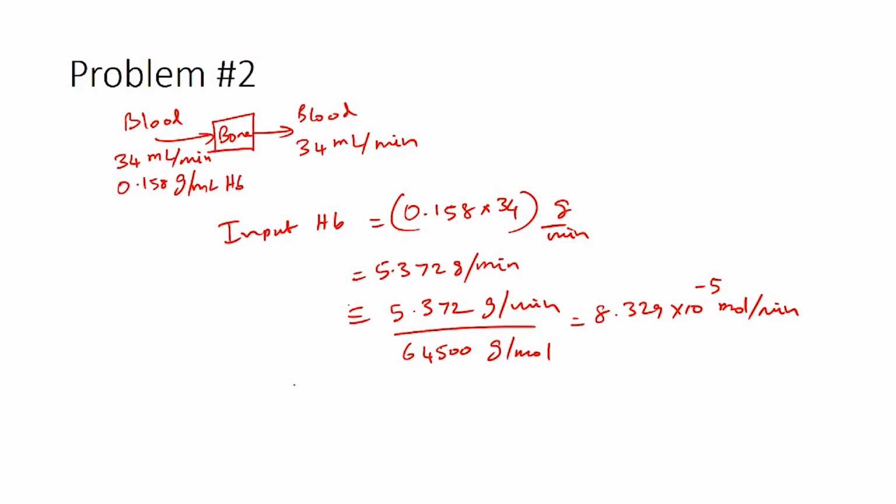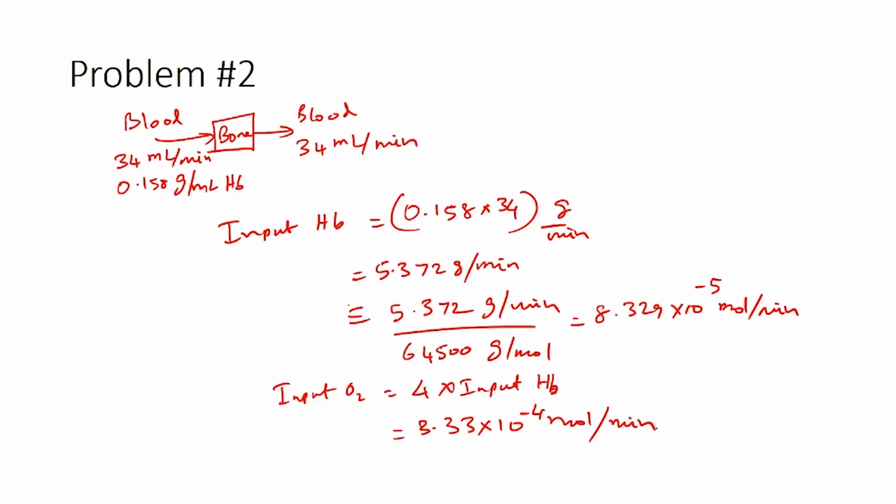So, from here we can calculate the number of moles of oxygen entering. So, input oxygen would be equal to 4 times input hemoglobin, because we have been asked to assume 100% saturation, we would just be able to do this, and the calculation would give us 3.33 times 10 power minus 4 moles of oxygen entering per minute.